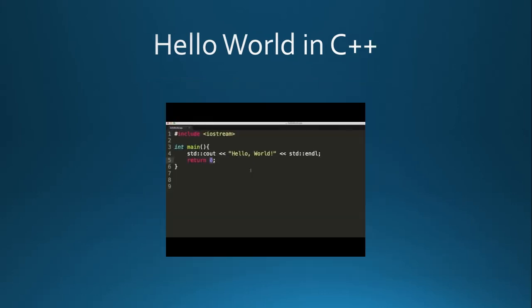Next is C++. Same as in case of C, you need to include iostream input output stream header file, and then you will need to print hello world. So you need 4-5 lines again.